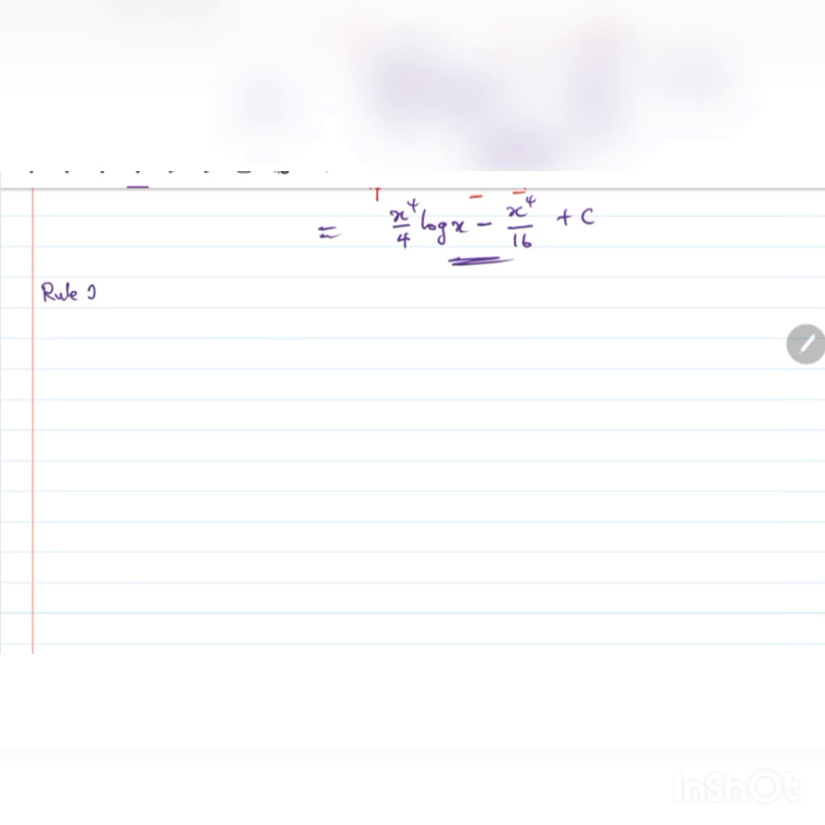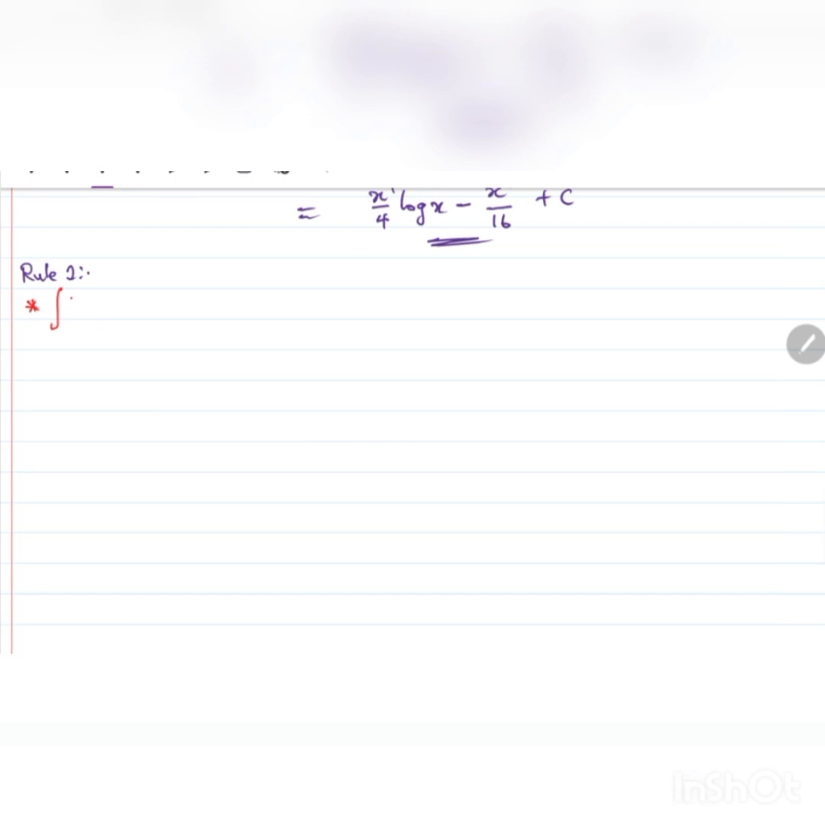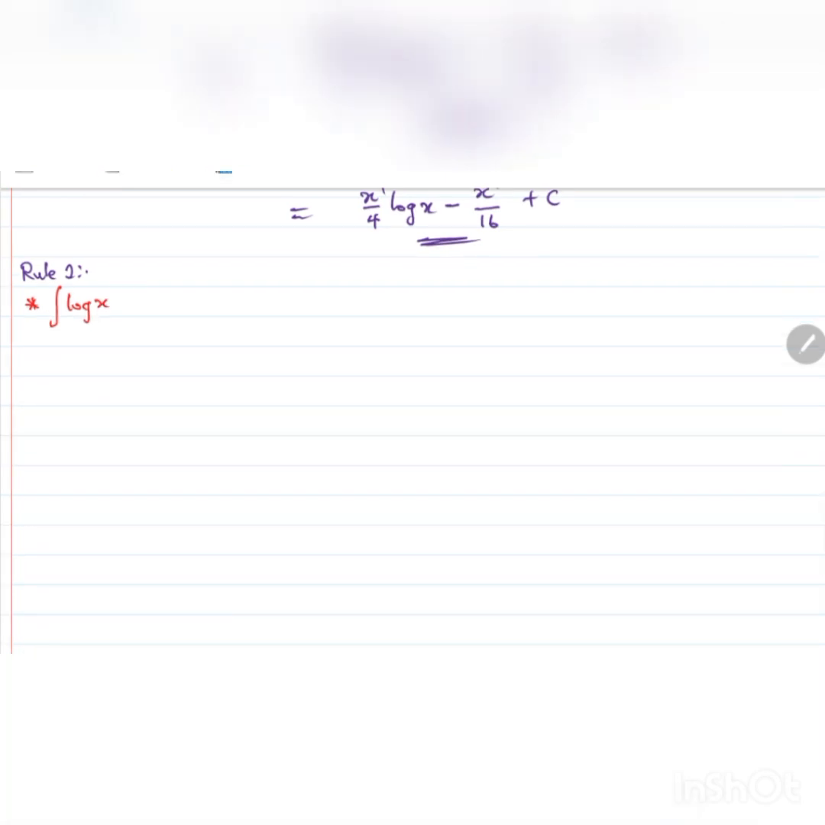Rule 2. If there is no other function, what does that mean? When you're given just a function like the integral of log x, look at that. When you're given the integral of log x, you only have one function. How do you apply integration by parts to that?